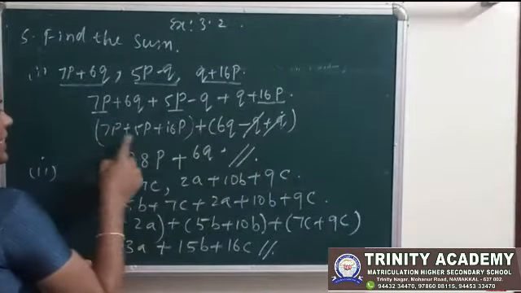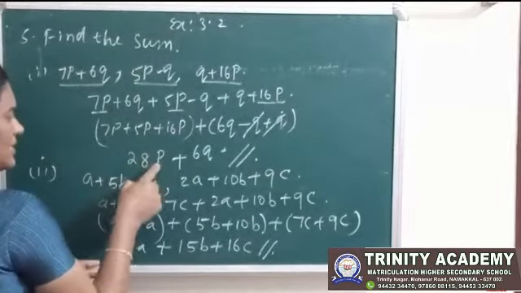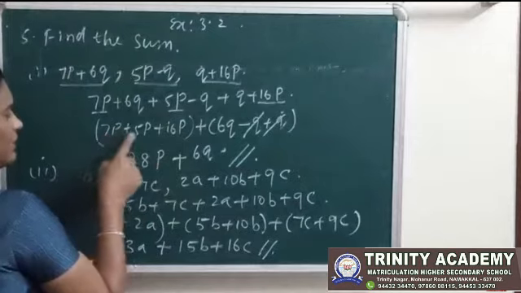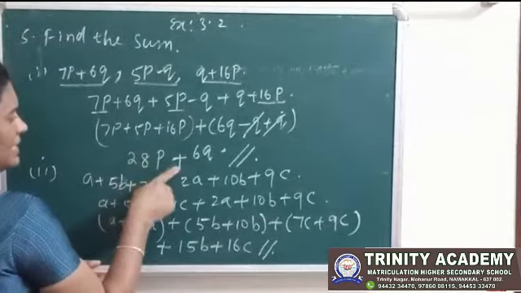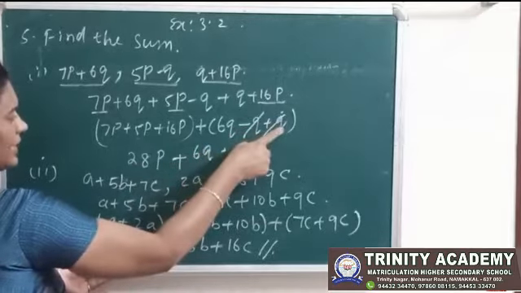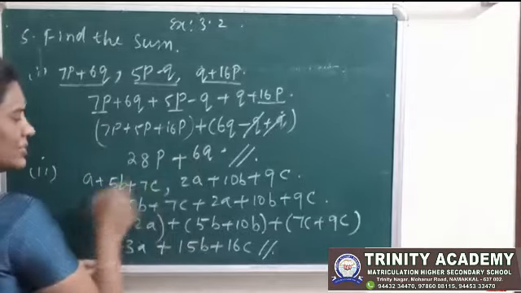See here, these 3 terms are like terms. So write this p as it is. Now we add the coefficients. 7 plus 5, 12. 12 plus 16, 28p. Plus, here minus q and plus q get cancelled. So 6q only. So the answer is 28p plus 6q.